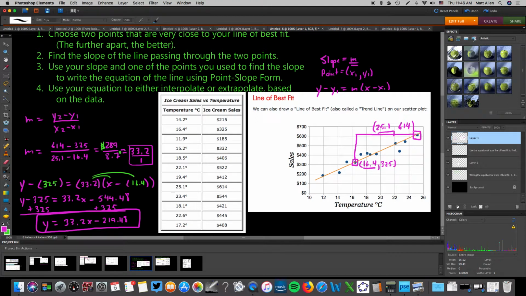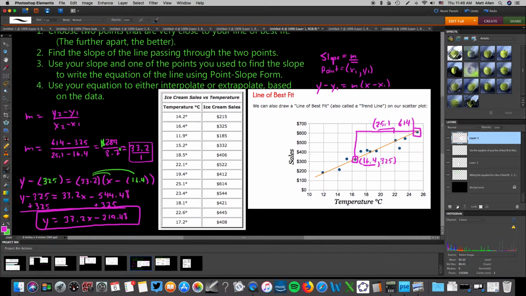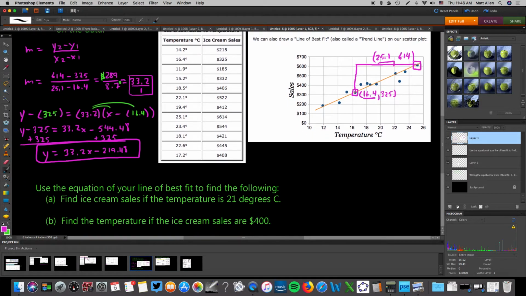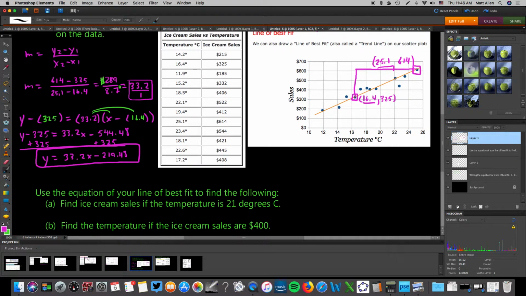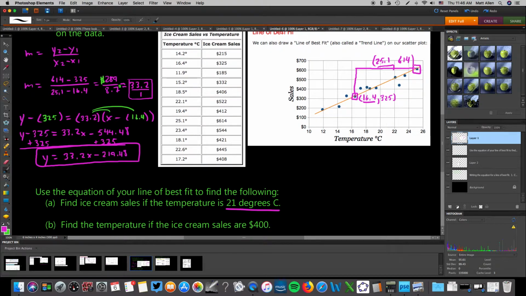as step 4 says, we can use this equation to either interpolate or extrapolate based on the data. So that is to say that maybe we go back to my initial question, which was I wanted to find the ice cream sales if the temperature is 21 degrees Celsius. So in this particular case, we're given a temperature, which out of our data here is temperature x or y? Temperature is x. So what we're going to do is use our equation y equals 33.2x minus 219.48, and we're going to substitute in for our temperature value, or our x value, 21 degrees.